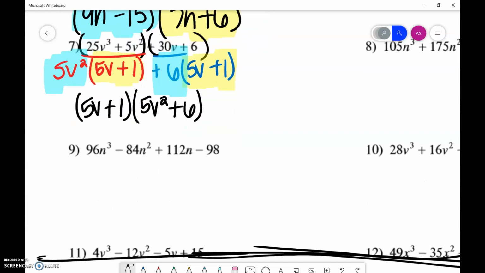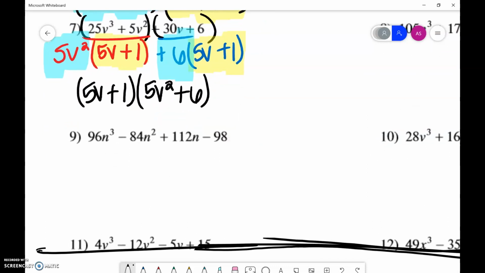All right, and our last one, let's go ahead and knock this out. So let's group. Okay, we're asking ourselves what's our GCF from 96n cubed and 84n squared.